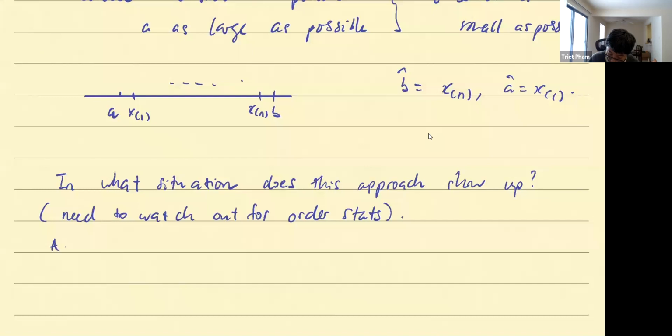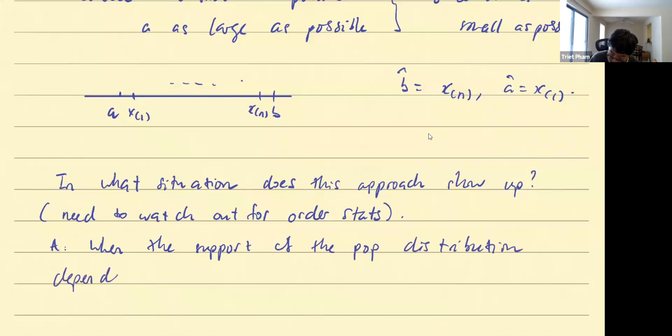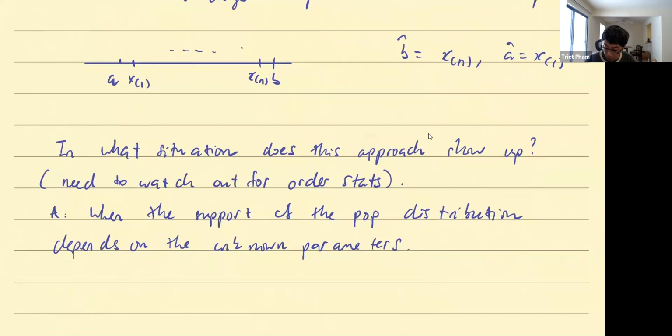when the support of the population distribution depends on the unknown parameter. Okay. So pay attention, right? I hope you know what I mean by support, right? Support is where the density is non-zero or where the probability is non-zero.